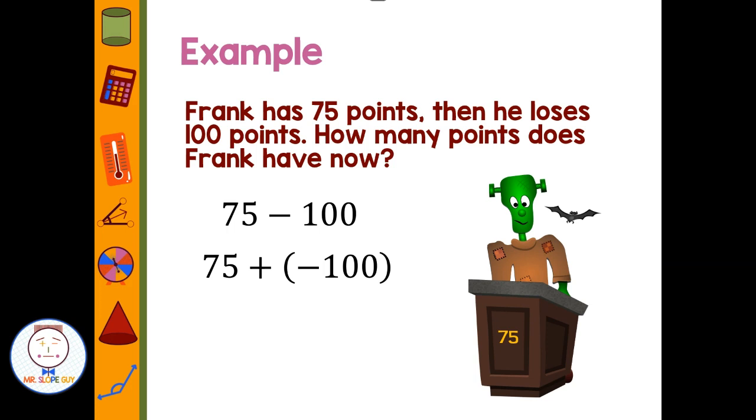I subtract 100 minus 75 to get 25, and I'm going to use the sign with the greater absolute value. And that makes sense. If I had 75 points and I lost 100, I'm now below 0. I'm 25 points below 0. It would take me 25 points just to get up to break even. So subtraction is the same as adding the opposite.